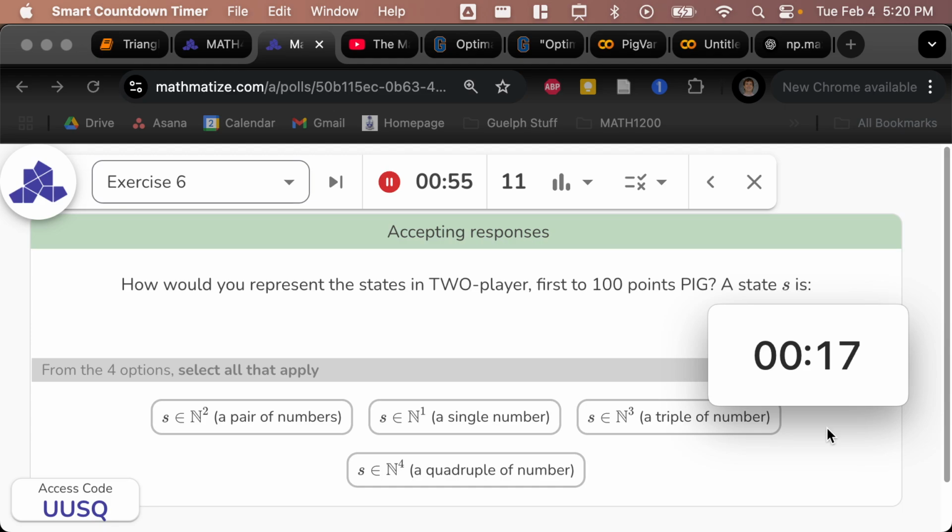Okay, 15 seconds left to put in your guess. In the 2-player version of Pig, first to 100 points, is it 1 number, 2 numbers, 3 numbers, or 4 numbers?